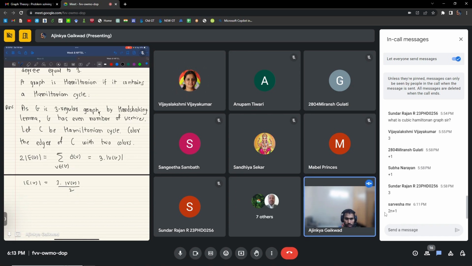Right. So my question is, there are a total of 3·|V(G)|/2 edges, out of which I have colored the edges which appear on the Hamiltonian cycle. So how many edges have we colored till now, and how many are left?